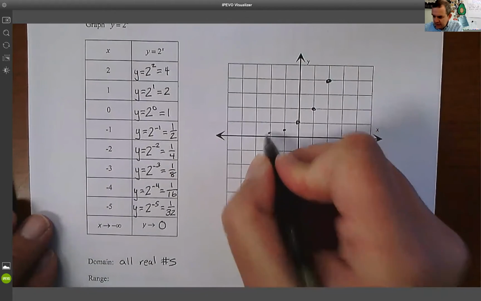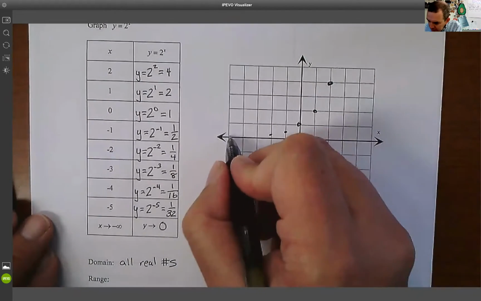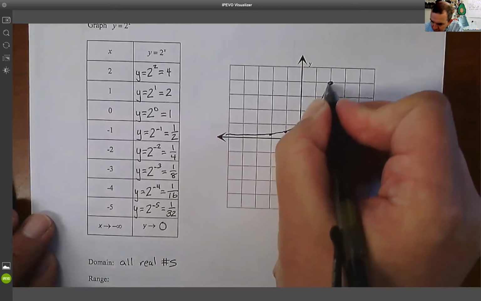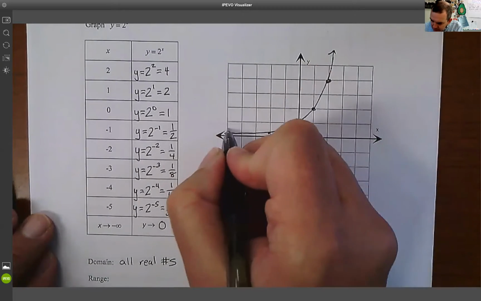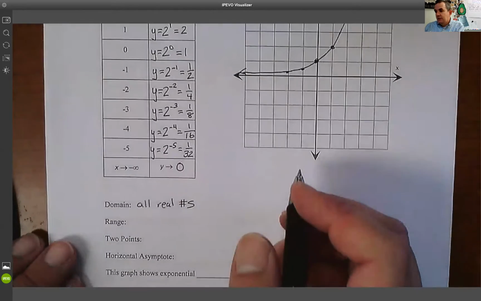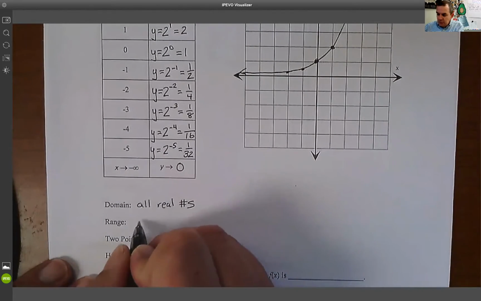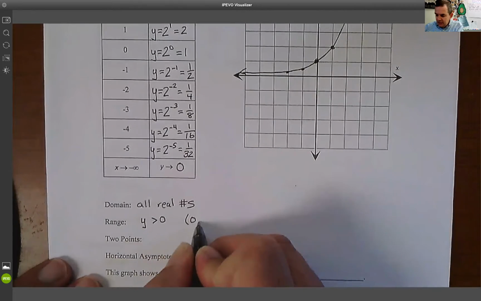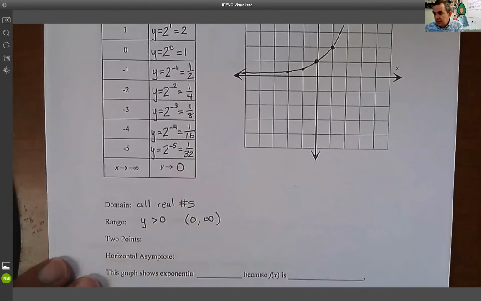You're going to notice these things are going to get progressively smaller. What ends up happening here is that your exponential is going to look like this. And you're going to notice the y values are always going to be greater than 0. So in this case, y is greater than 0, or if we write it in interval notation, 0 to infinity.